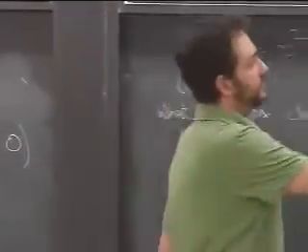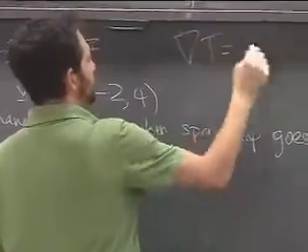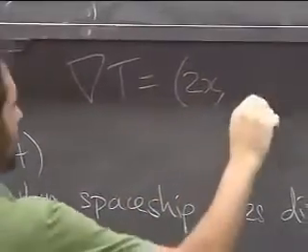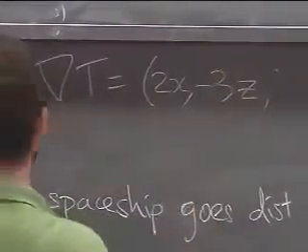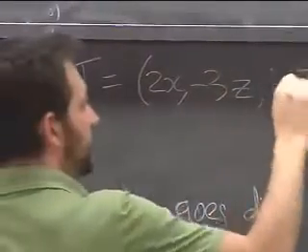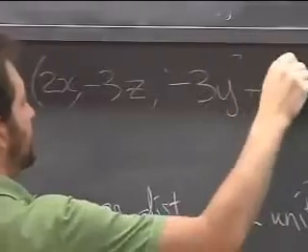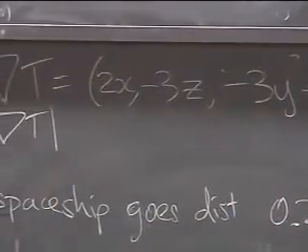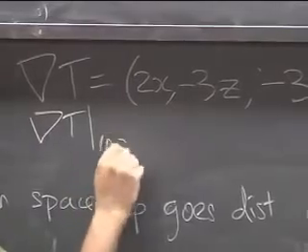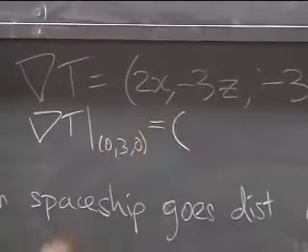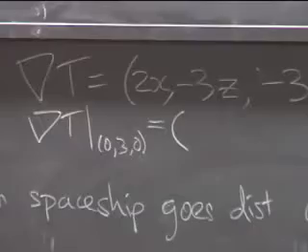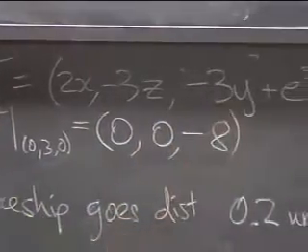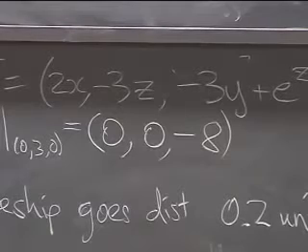Well, we had already computed that del T is 2x minus 3z, and then minus 3y plus e to the z. So del T evaluated at this point 0, 3, 0. This is just duplicating what we did before, partly for practice, but it's mostly because I have no recollection of what it actually was. 0, 0, minus 8. Ah, yes, that rings a bell. Okay, so this is what we found before.